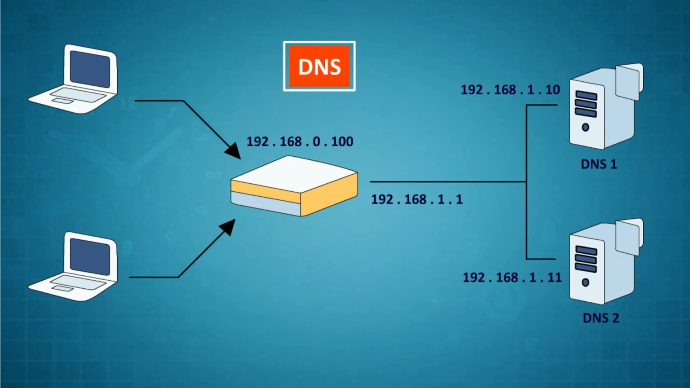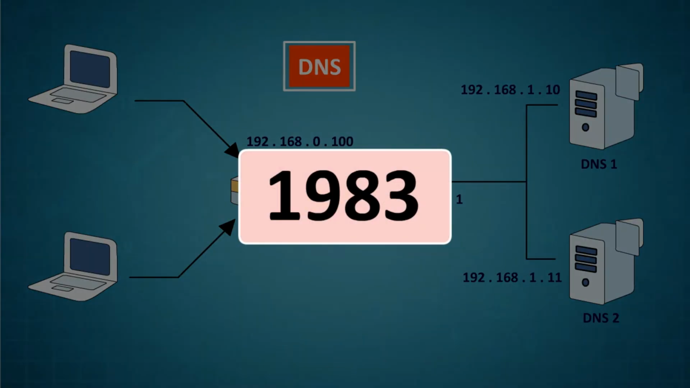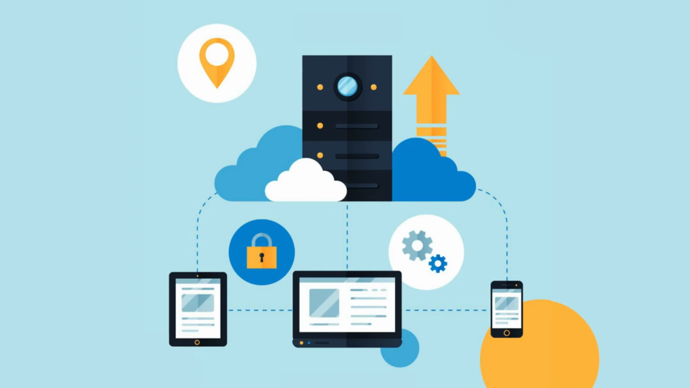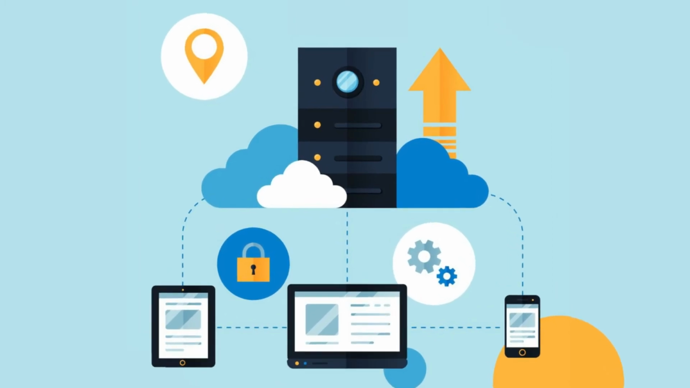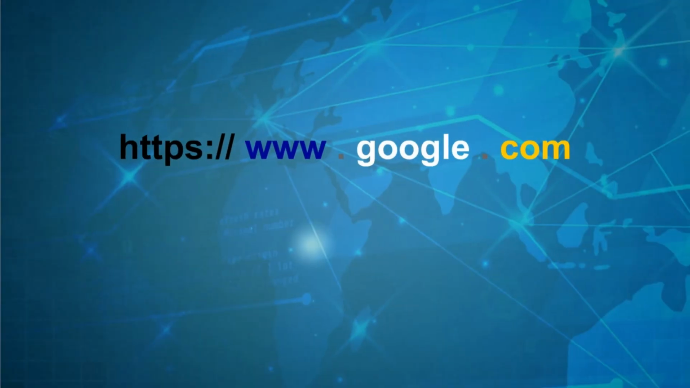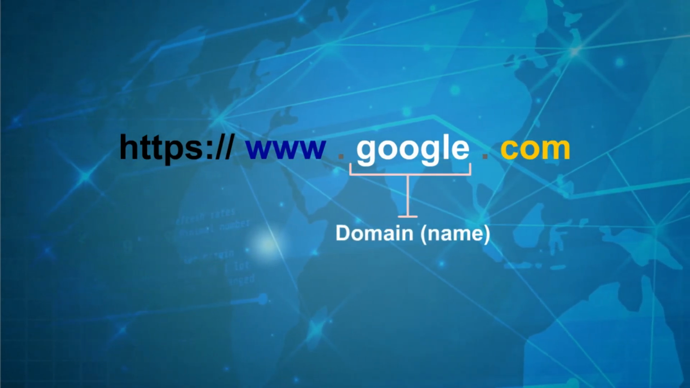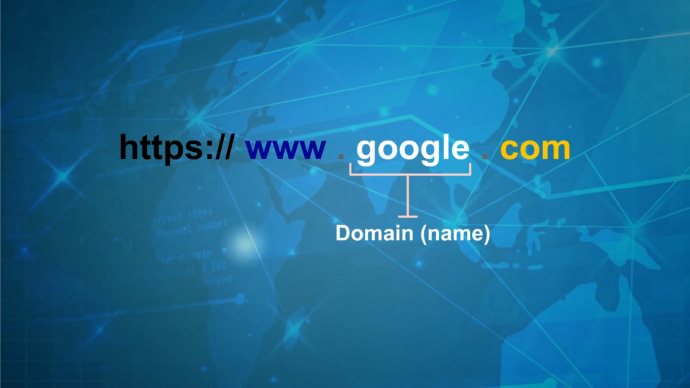Domain Name System, DNS. The Domain Name System, better known as DNS, was invented in 1983. The job assigned to DNS was to connect a domain name to its corresponding IP address. The DNS is global and decentralized, and the names are not repeated.